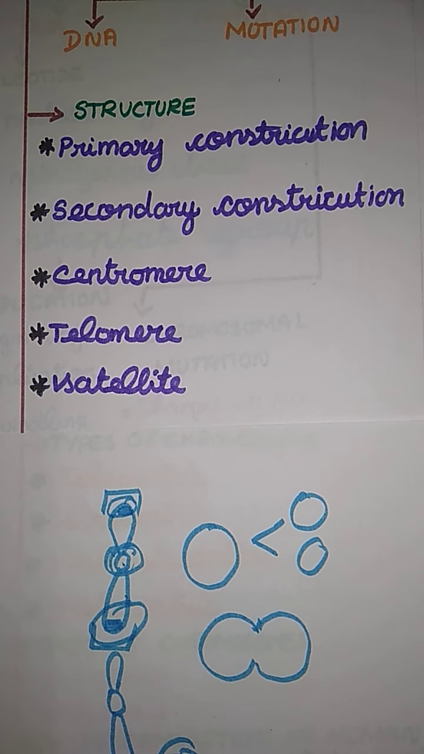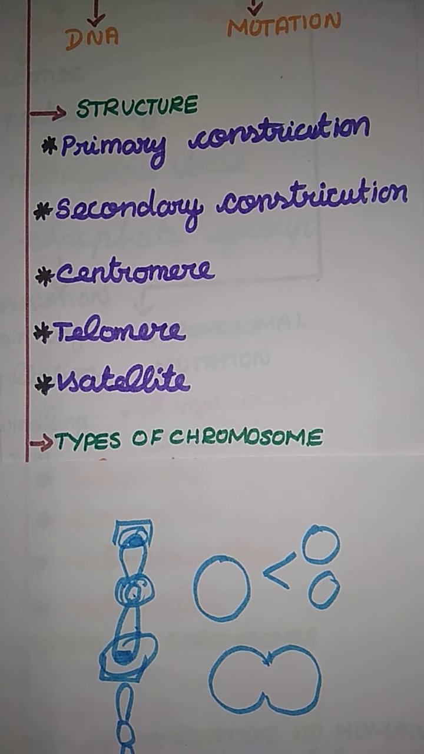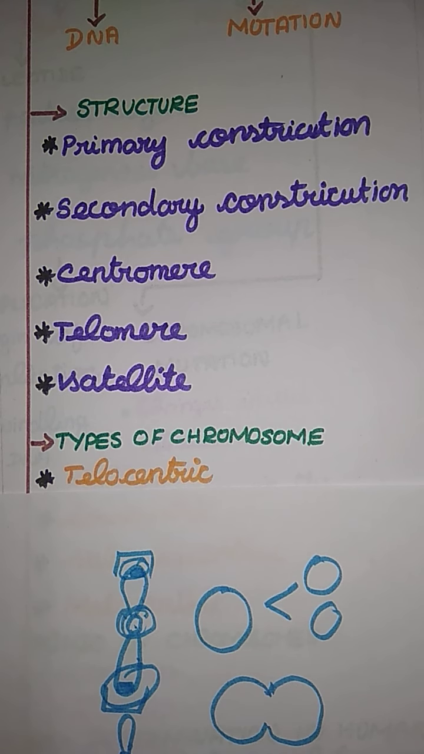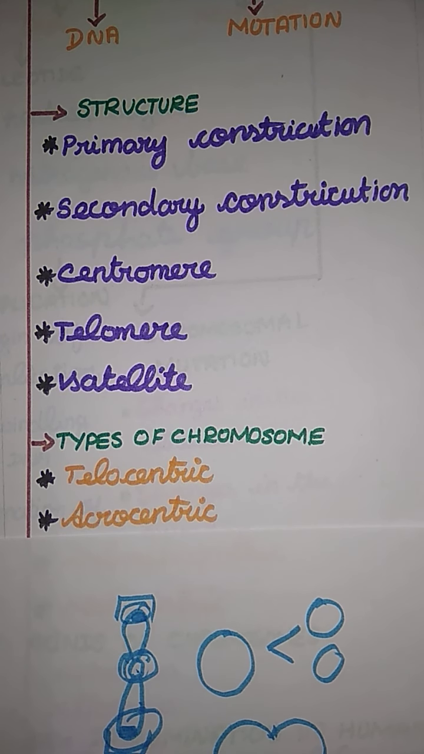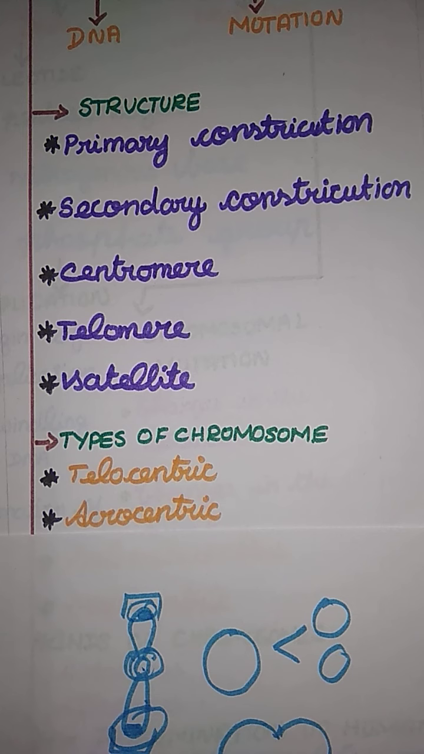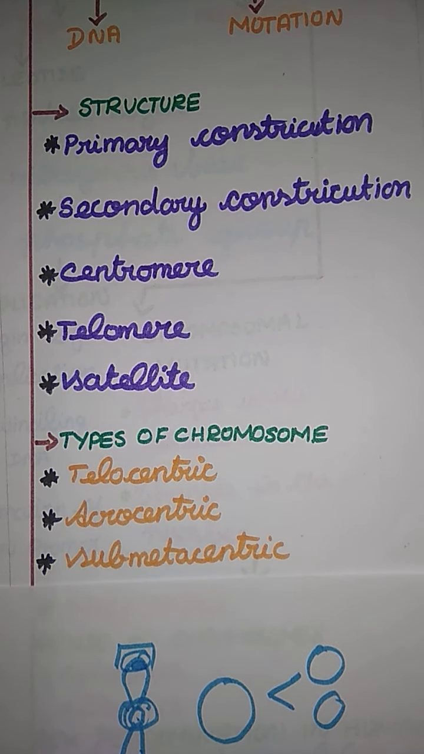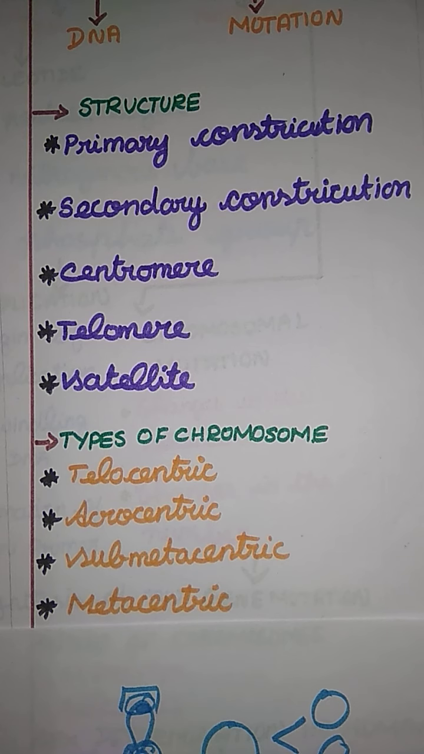Okay, and next one, types of chromosome. Here are the types of chromosome based on structure and based on function. There are two types. First, types of chromosome based on structure. The first one is telocentric. Next one is acrocentric. And next are submetacentric and metacentric. I will give the detailed explanation of each and every type of chromosome in the theory part.